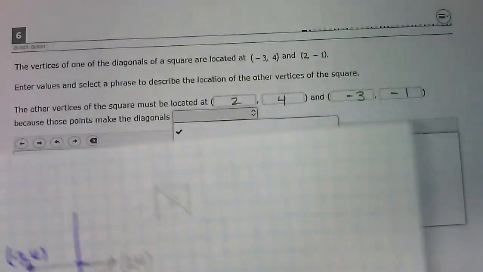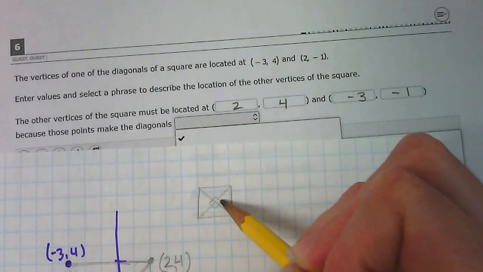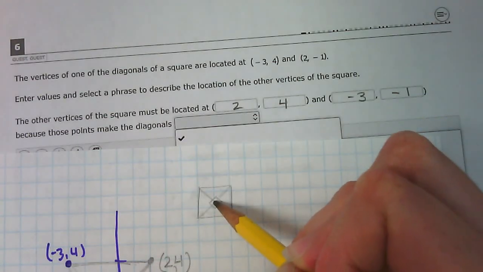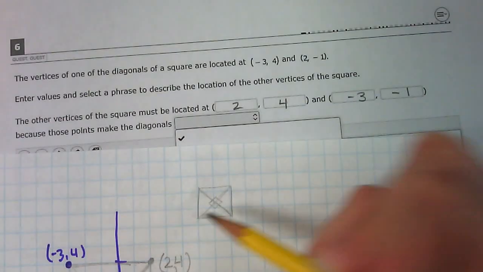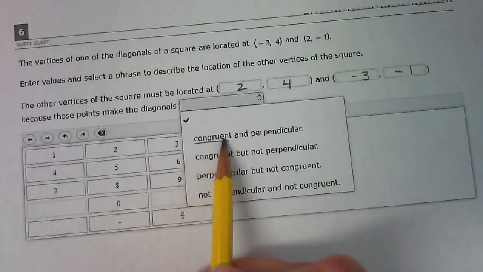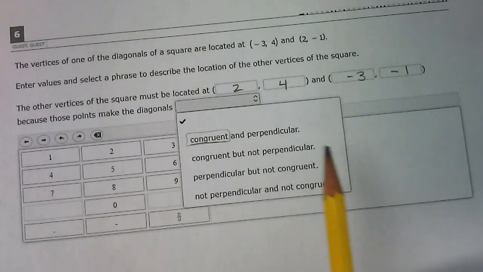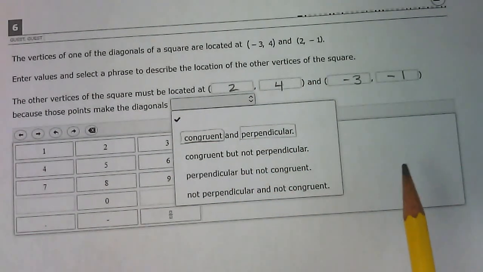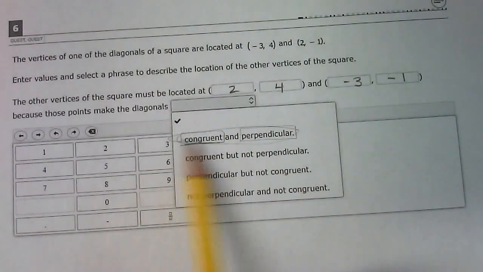Okay, we said important facts here we know are that they're perpendicular, they make right angles, and that they cut each other in half. They're also going to be the same exact size when you have a square. So the word that means the same exact size is going to be congruent. So I know this word's important. The word that means they meet at right angles is perpendicular. So that one's definitely important. So this first choice is the only choice that's true. So I'm going to pick the first one.